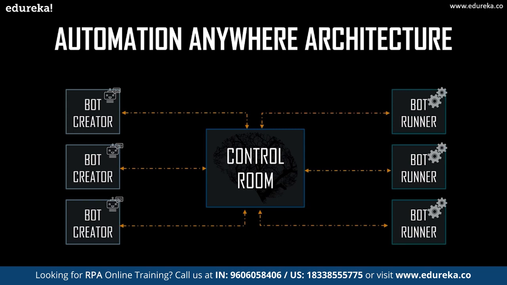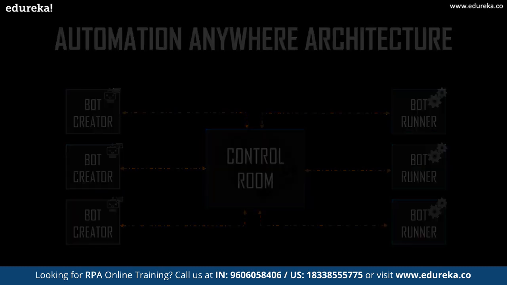So if I have to summarize all these three components together, then once a developer creates a bot and updates it on the control room, one can hereby schedule and execute these bots on bot runners based on the requirements or on priority. So guys, that was about the architecture of Automation Anywhere. I hope you understood how the components of Automation Anywhere work together.